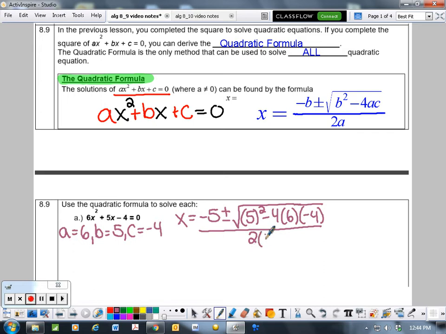And the biggest mistake people make is they only put the 2a under part of it, and they don't save that dividing for the very last step. That dividing should always be your very last step when you're calculating the quadratic formula. So now we're going to go ahead and simplify this.